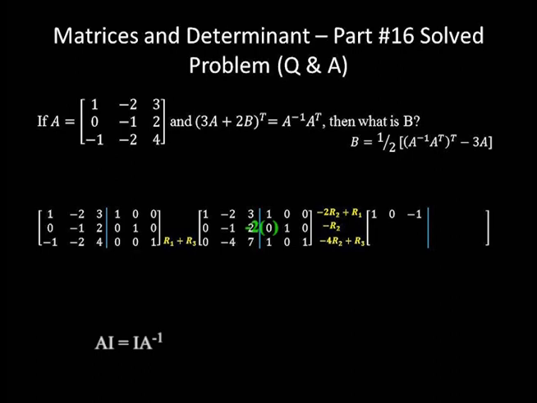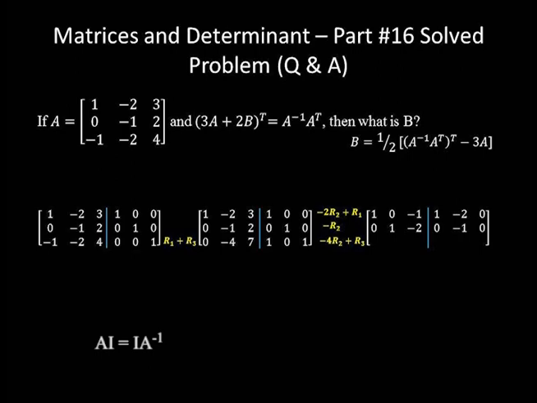Negative 2 times 0 is 0. 0 plus 1 gives us 1. Negative 2 times 1 is negative 2. Negative 2 plus 0 is negative 2. Negative 2 times 0 is 0. 0 plus 0 gives us 0. Multiplying row 2 elements by negative 1 gives us 0, 1, negative 2, 0, negative 1, and 0.